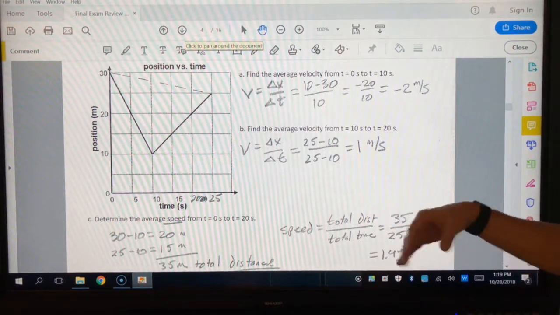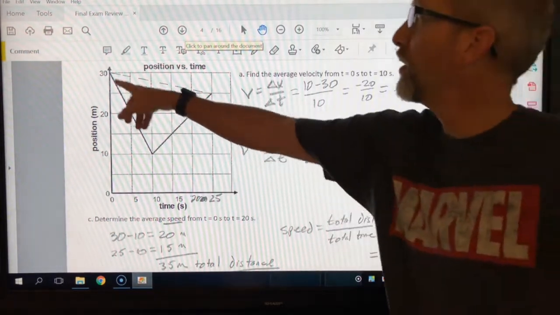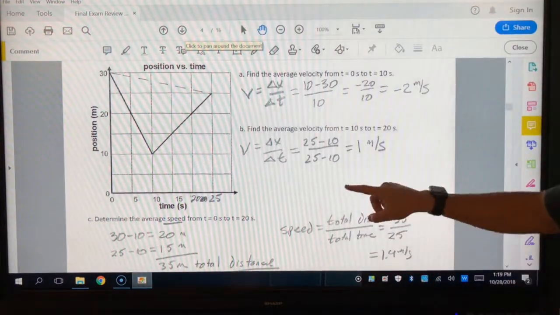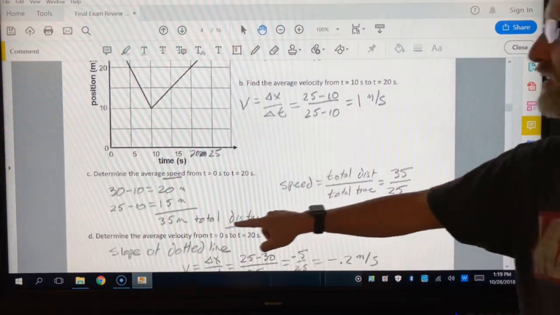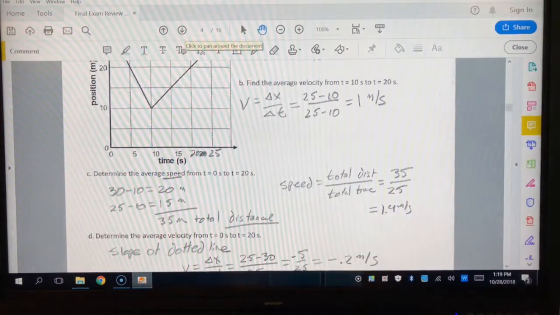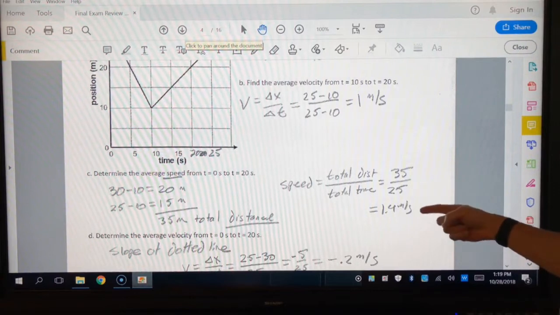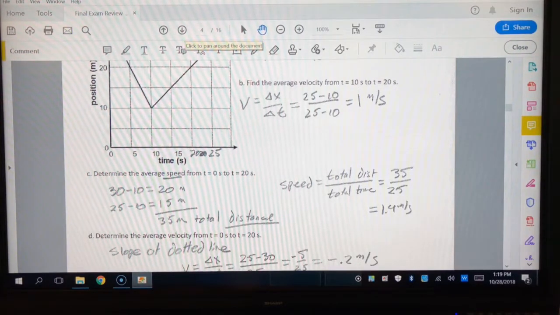So remember, speed does not have a direction. So even though we're going down and then up, both of those are going to just be absolute value or positive numbers. So the total there is 35. Total distance is 35 divided by our time of 25 gives us 1.4 meters per second.